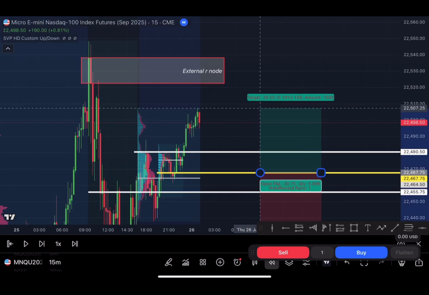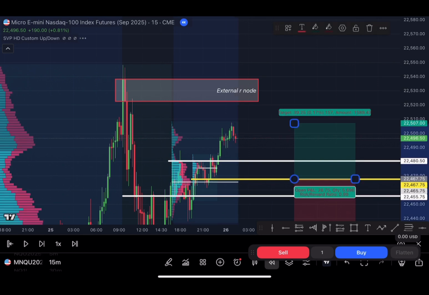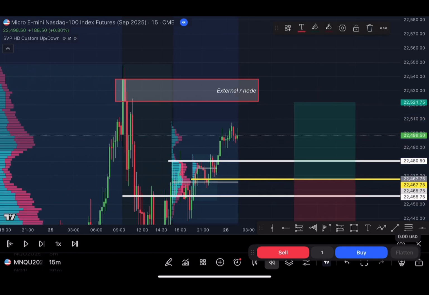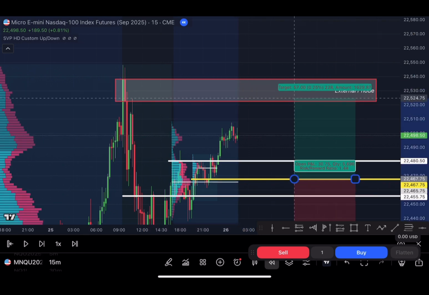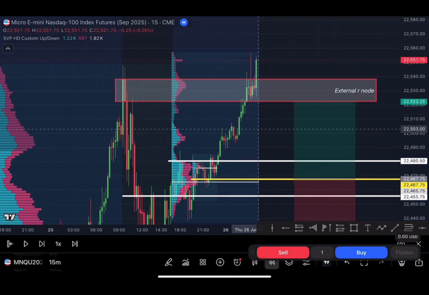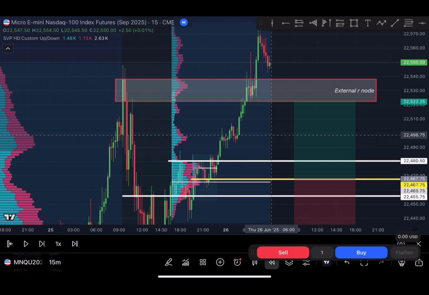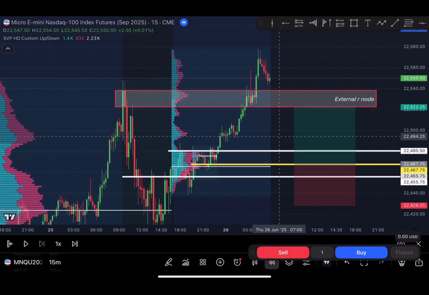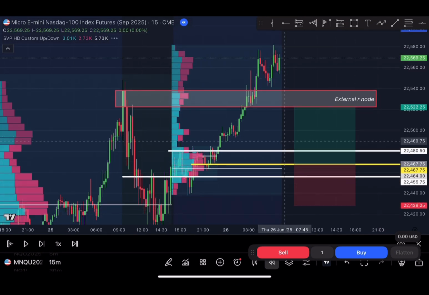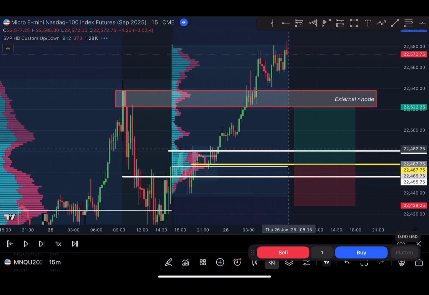Now we go for a 1-to-1. And since there's structure, we can then extend it. Right? So now we're able to go for a 1-to-3. But in this case, we see price continue to trend until we never got entry, right?